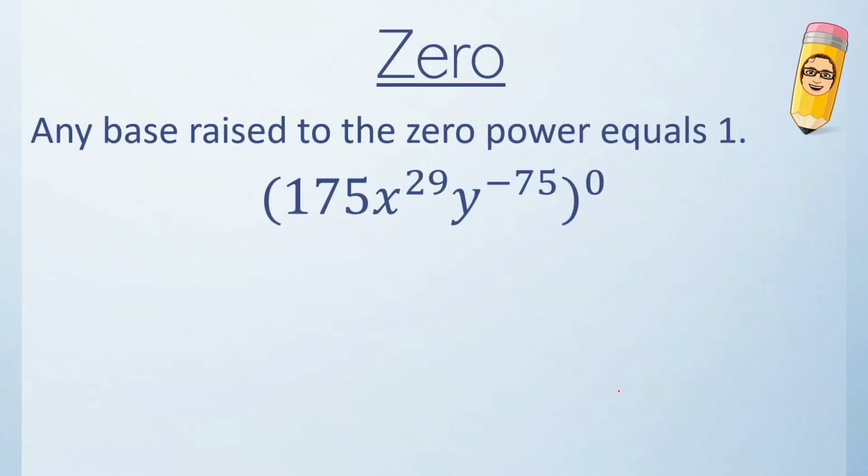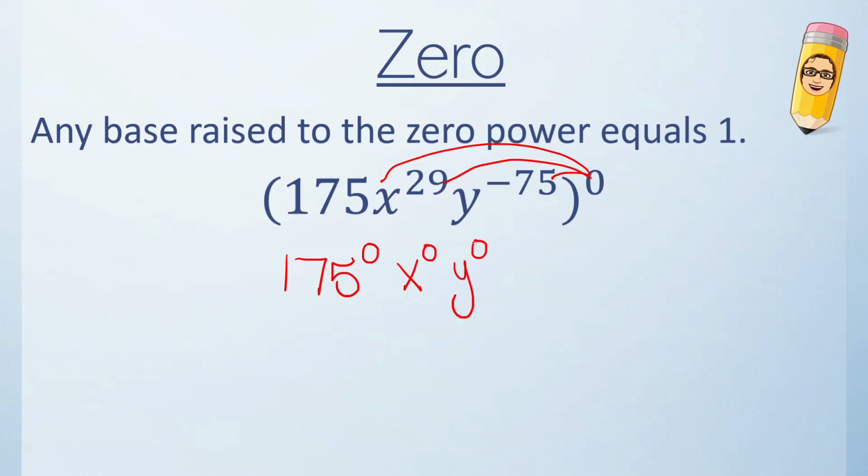The next one I want to talk about is the zero property. Any base raised to the 0 power equals 1. So notice I have all of this, right? Well, technically it's a power to a power, right? So I'm going to distribute the 0 to everybody. So I'll get 175 to the 0 power, x to the 29 times 0, since you're distributing, right? Which would be 0. And then y to the 0 power.